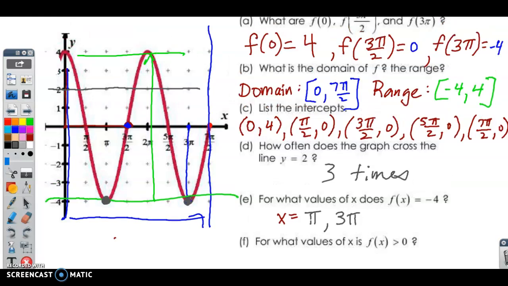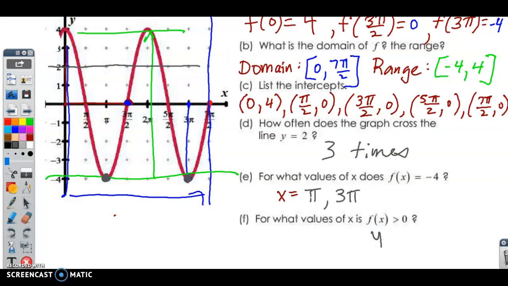For what values of x is f of x greater than 0? This is the hardest concept that pre-cal kids have trouble understanding every single year. This is asking, f of x is y, okay? Where are the y values greater than 0? So that is, let's see if I can find my highlighter.